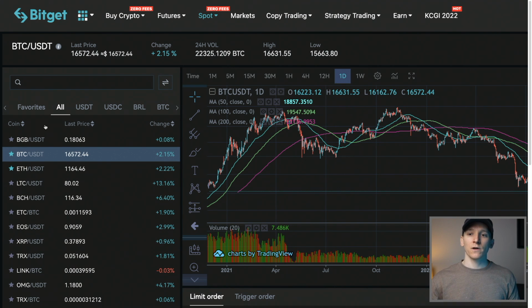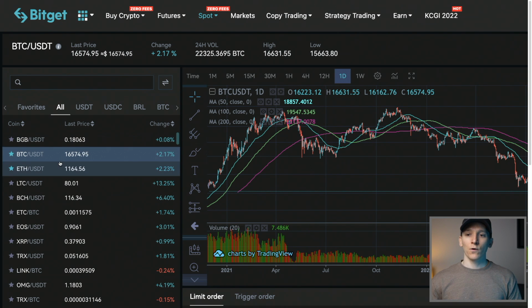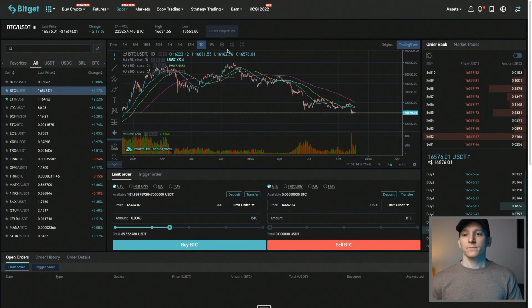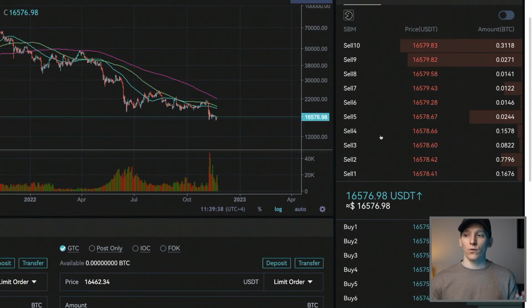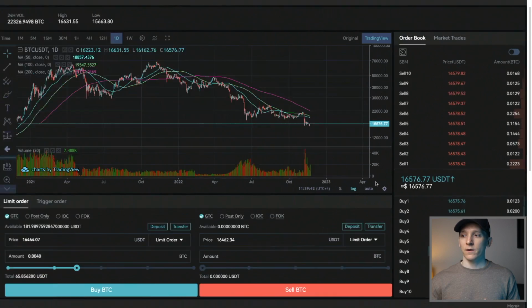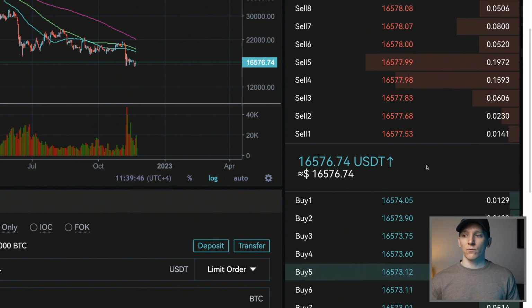You can also have some favorites here. So you just star them, and I've got Bitcoin and ETH right here. And you can go to all and you see all of the different trading pairs right here. So what we have on the right hand side is the order book. Now the order book is just a book of orders, simple enough, and you have sellers and buyers in every market. So on the bottom, these are all the buyers, and then on the top, these are all the sellers.